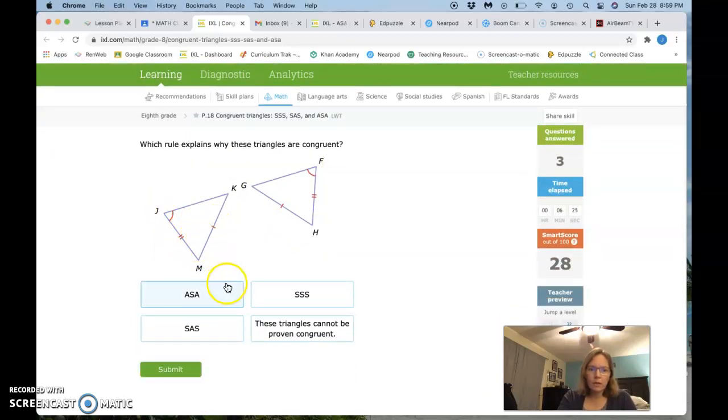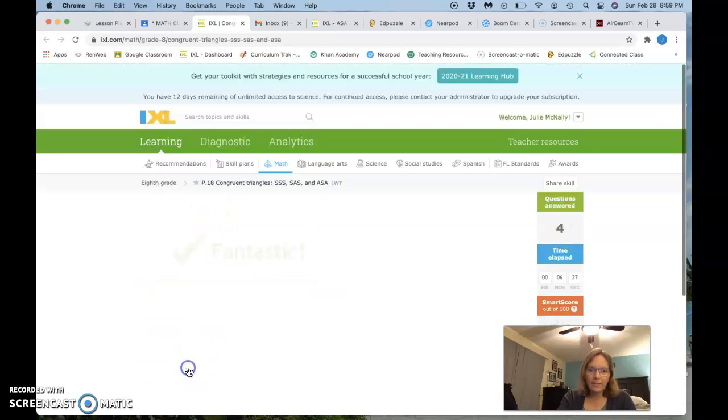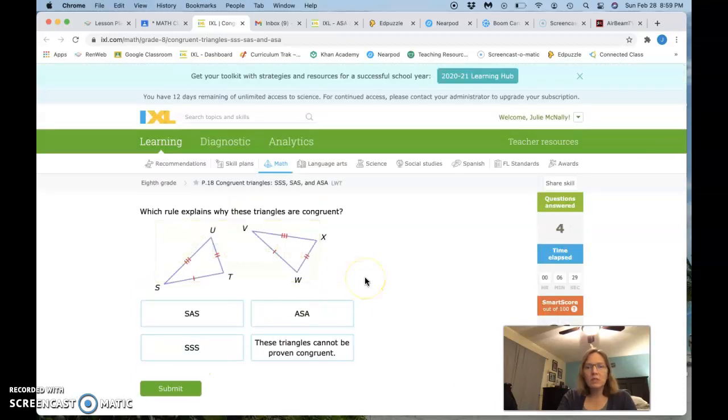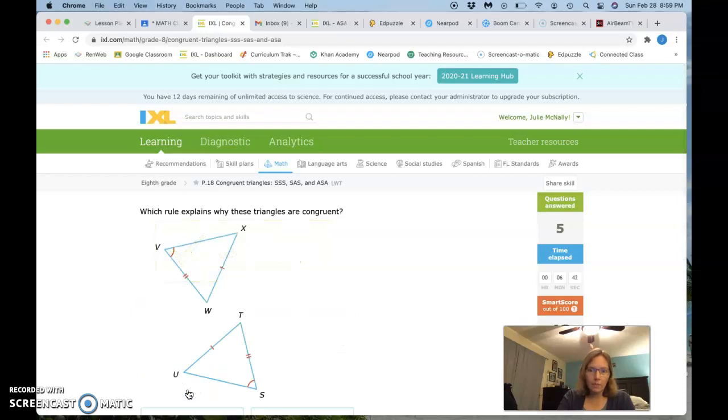Angle, side, side. Okay, IXL thinks they're funny. So as long as it's that one that spells inappropriate initials, it's a no-go. If it's anything else, like this one would be side, side, side, then you'll pick that one, and there you go. Okay?